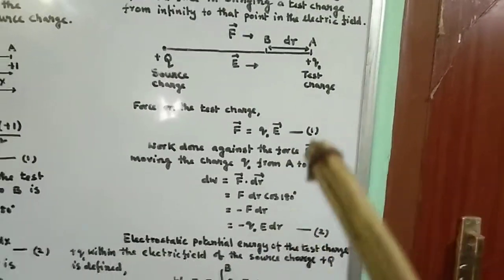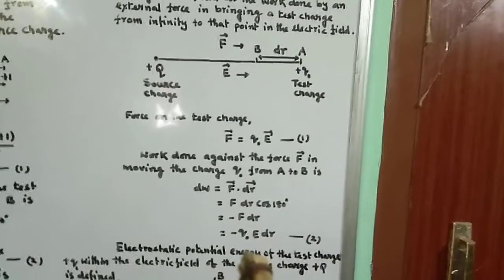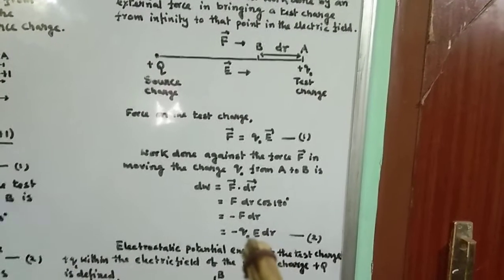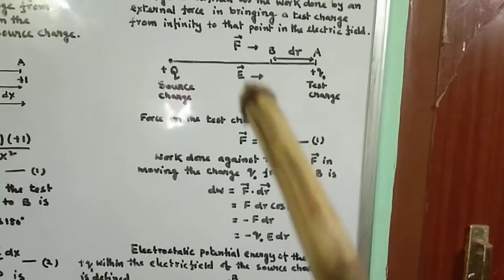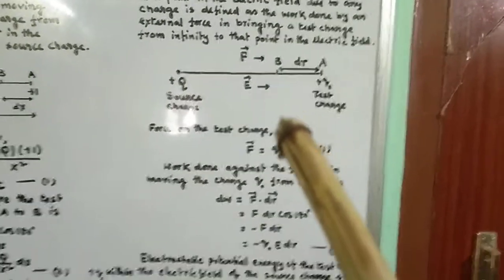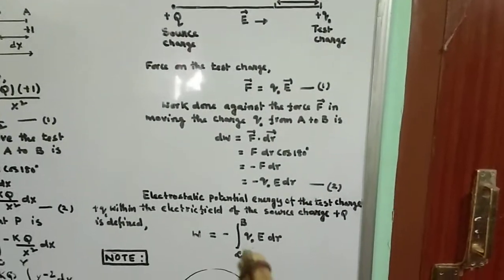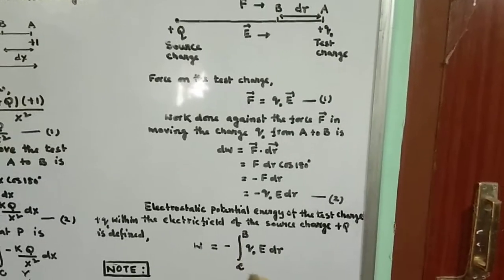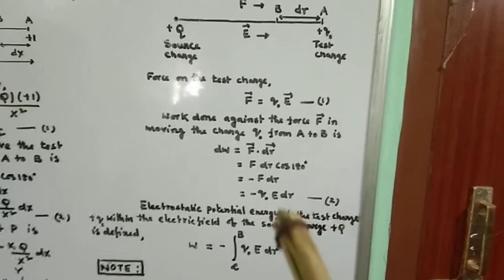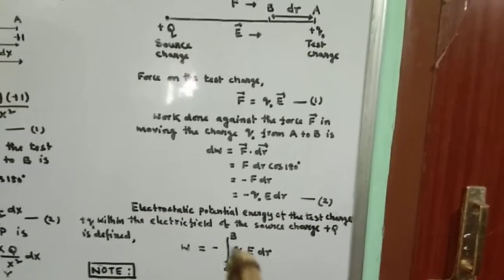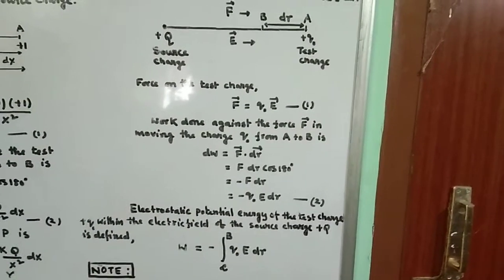So what you have to do, you have to integrate, because infinity you can't define. This is the work done to move the test charge from A to B. So if you have to go for the electrostatic potential energy, then you have to consider A is your infinity and B is the specific point where you have to define the electrostatic potential energy. So you have to go for the integration, from infinity to B. You are bringing the test charge from infinity to B, and that amount of work can be defined as W equal to integrating infinity to B Q naught E dr. So this is your expression for the electrostatic potential energy.